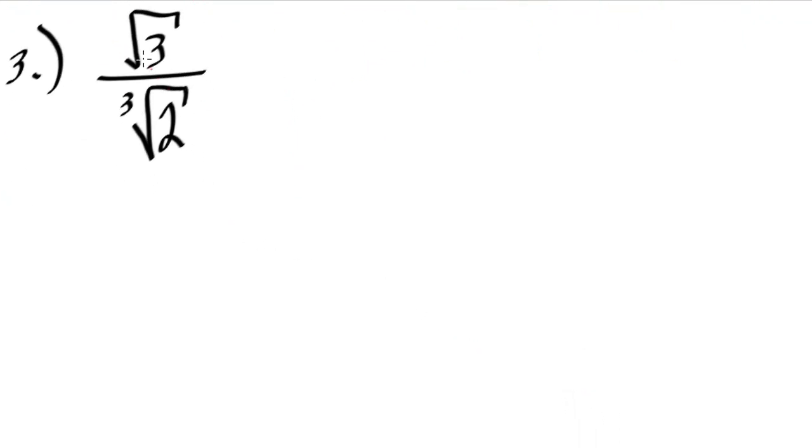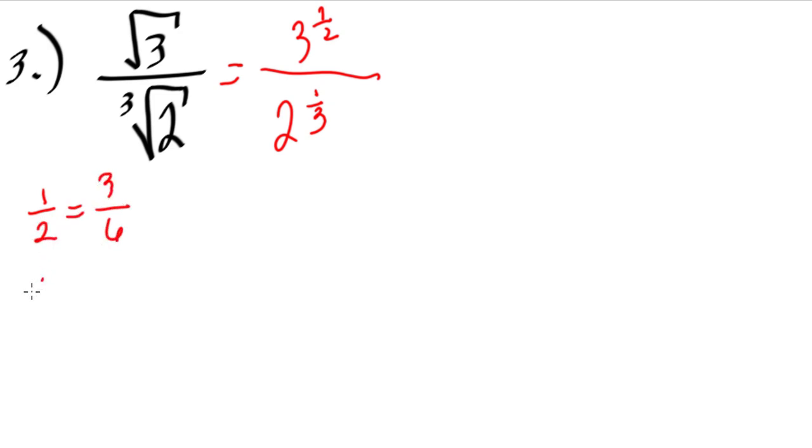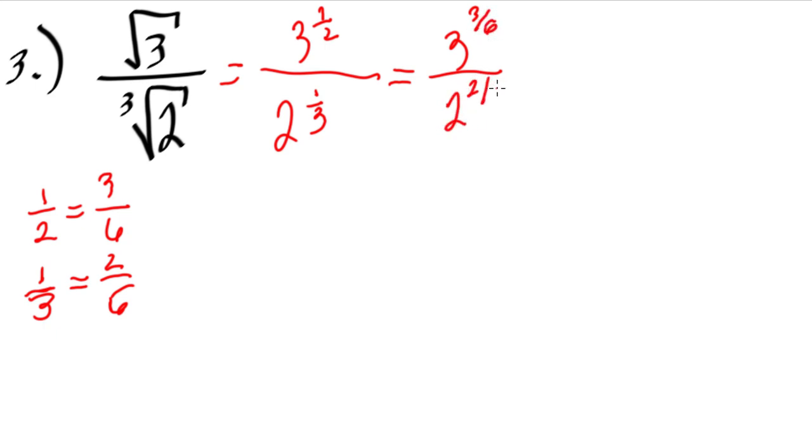Okay, number 3, we have the square root of 3 all over cube root of 2. Again, let's do the routine. So we have 3 raised to 1/2 all over 2 raised to 1/3. Again, the 1/2 is equal to 3 over 6, and 1/3 is equal to 2 over 6. Hence, what we'll have is 3 raised to 3 over 6 all over 2 raised to 2 over 6. Put them back in radicals.